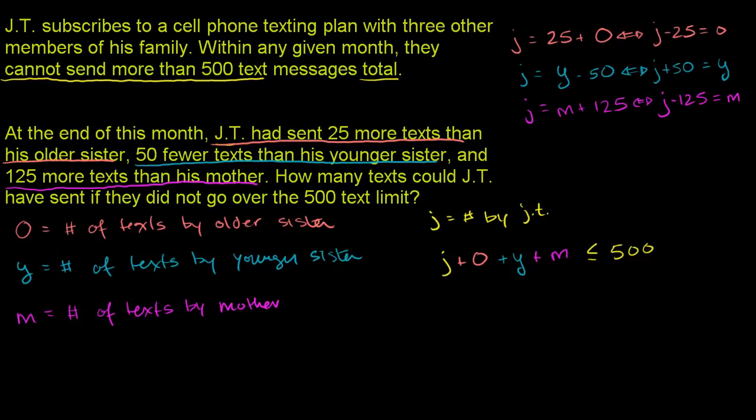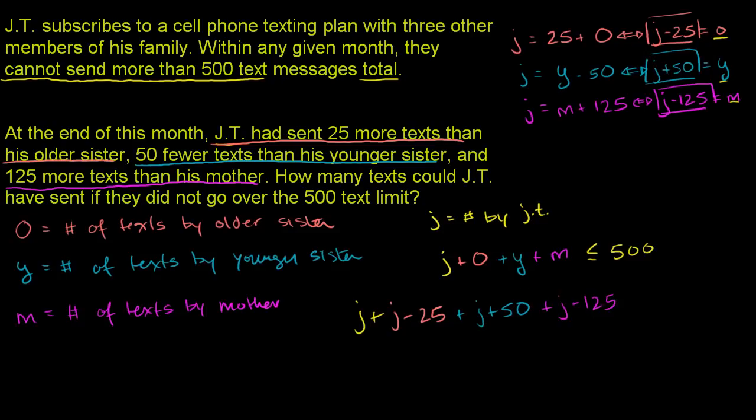So now that we have this, we can substitute for each of these variables into the original equation. So you have JT's texts plus his older sister's texts. But we know that O is the same thing as JT's texts minus 25. So we write J minus 25. And then plus his younger sister's texts, but we know that's J plus 50. And then you have his mother's texts, which are just J minus 125. And all of that has to be less than or equal to 500.